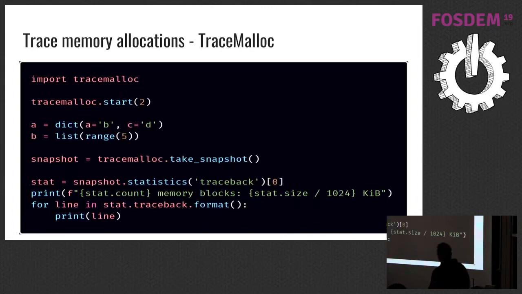But if you have complex code, you can increase the frames amount. Then I take a snapshot. The snapshot contains relevant information about malloc. And you can take more snapshots and compare them. Then I access the stats of a snapshot and get the traceback. It is the biggest memory block. And then I print relevant information about that. Tracemalloc is a pretty cool module, and it has a great API for Python.